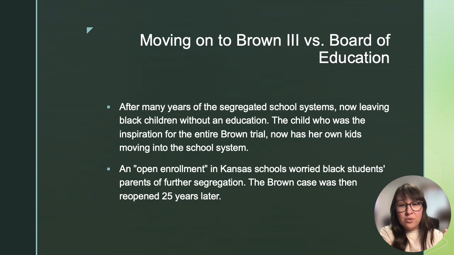The child who started the whole thing, Linda Brown, started having her own children by the time she reopened the Brown case to have a third trial, Brown 3 versus the Board of Education. Her children were now going into the Kansas school districts. There was an open enrollment with these Kansas schools that actually worried a lot of the black students' parents for further segregation. So the case was reopened.